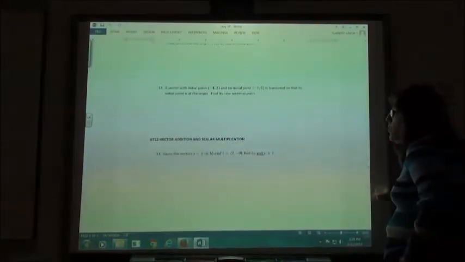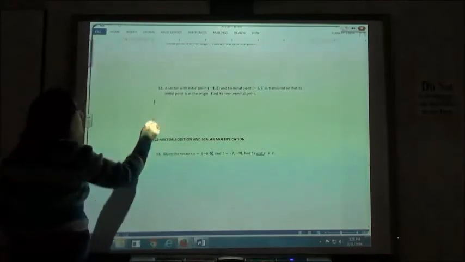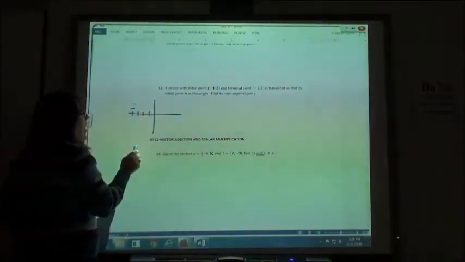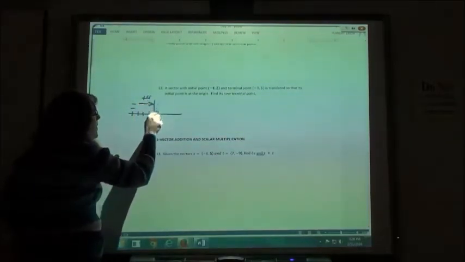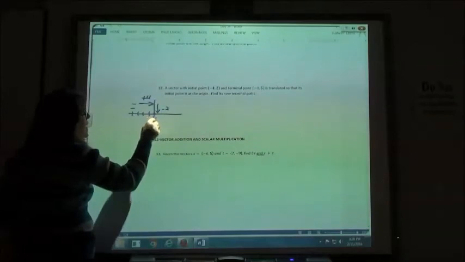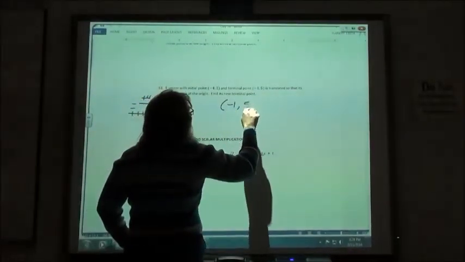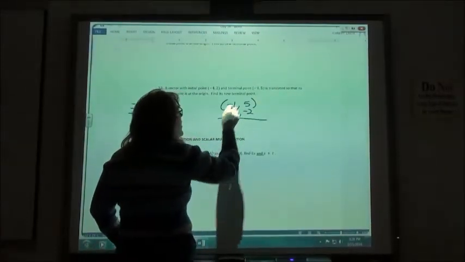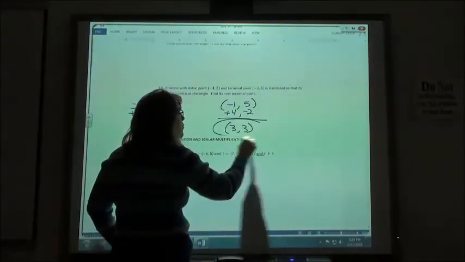So, on this one, my vector has an initial point of -4, 2. So if it is at -4, 2, I would have to go +4 and down 2 to get back to the origin. So my terminal point was at -1, 5. I'm going to go +4 and down 2, and so now I'm going to be at 3, 3 for my new terminal point.